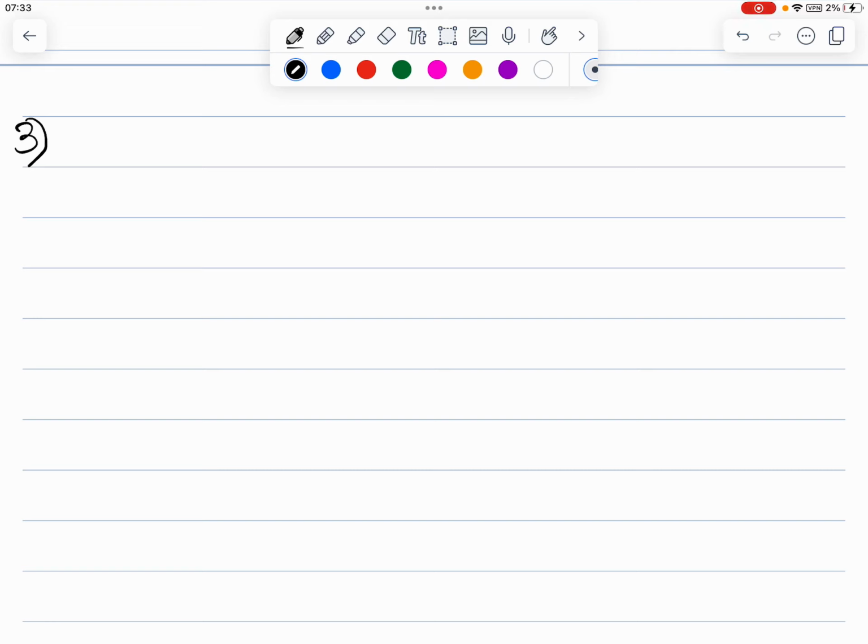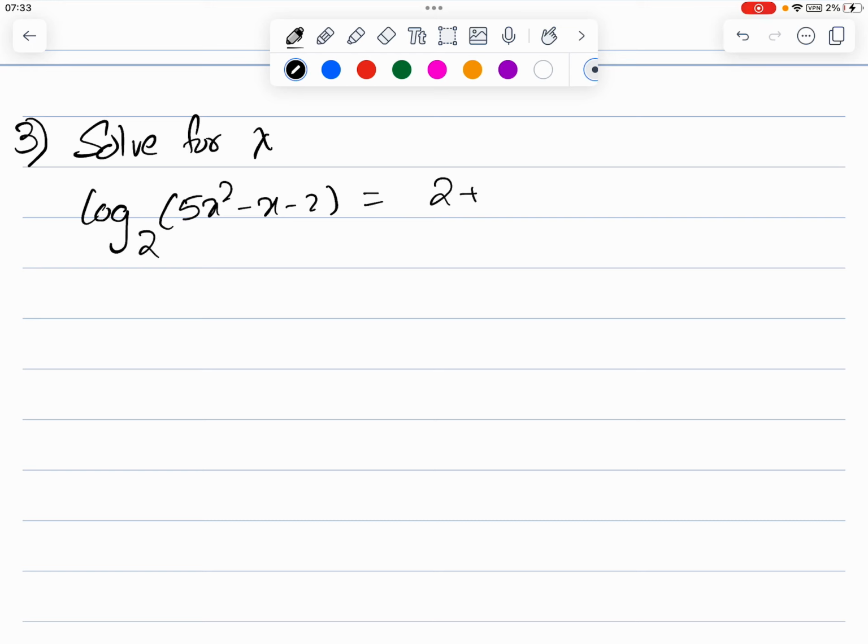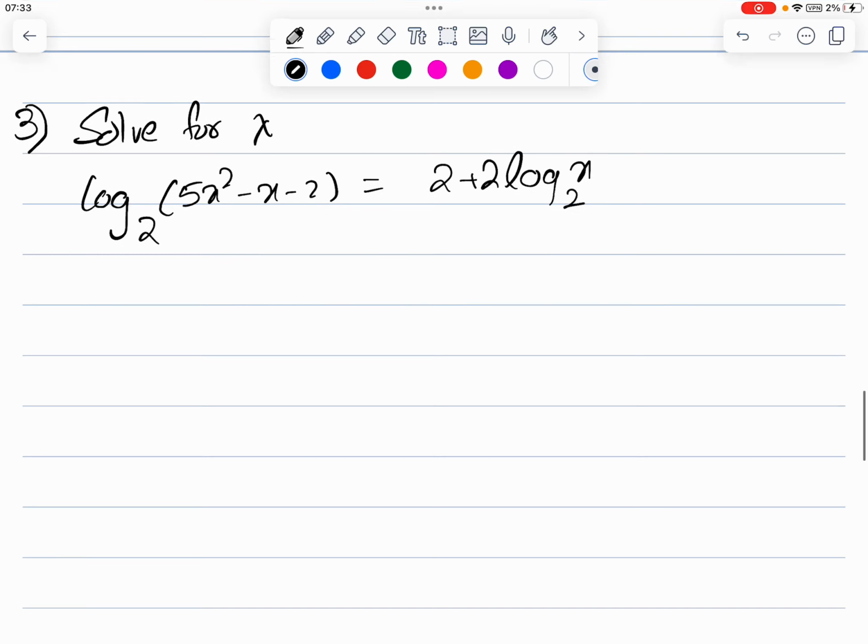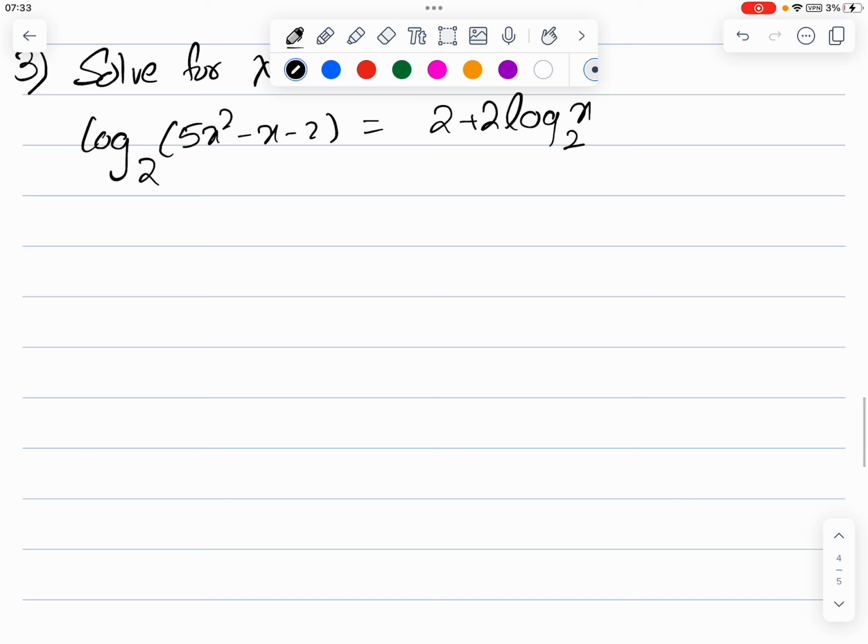Coming to question number 3, solve for x. log (5x² − x − 2) to the base 2 equals 2 plus log x to the base 2. So everything is base 2. So what are we going to do? We are going to convert into log base 2.